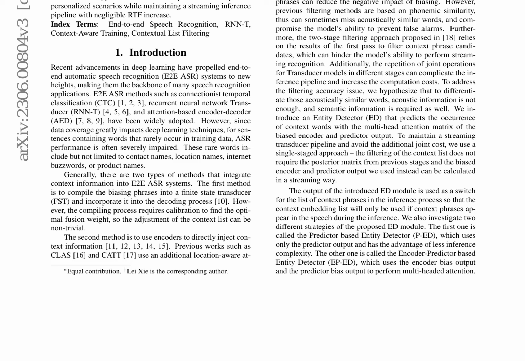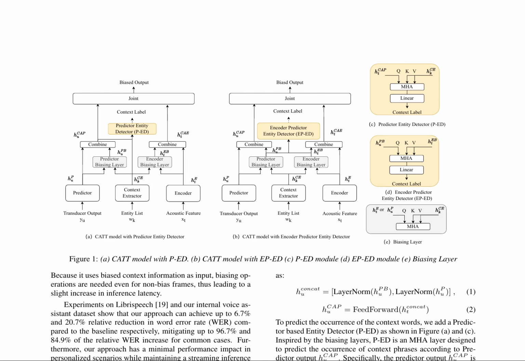The proposed framework includes a context encoder that converts a list of context words into context embeddings, which are then fed into the encoder and predictor biasing layers. These layers allow the model to learn the relationship between contextual phrases and speech through a multi-head attention (MHA) layer. The audio embedding serves as the query vector, while the contextual phrase embedding refers to the keys and values vectors. A combined module consisting of a layer norm layer, concatenation operation, and feed-forward projection layer processes these outputs.